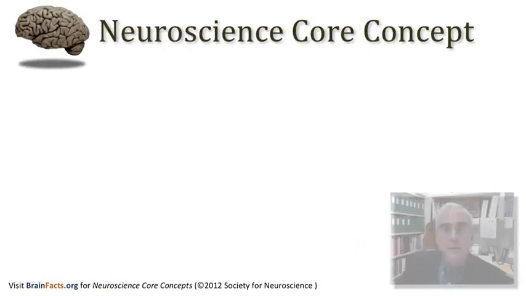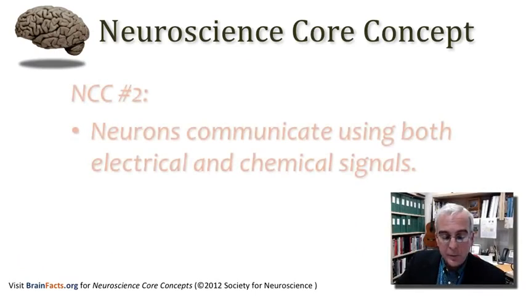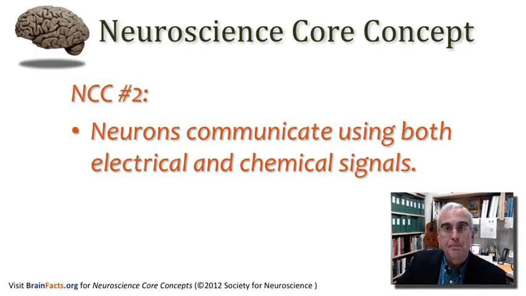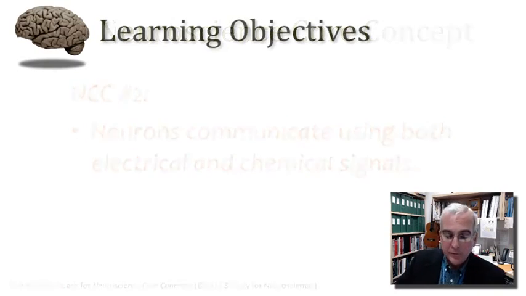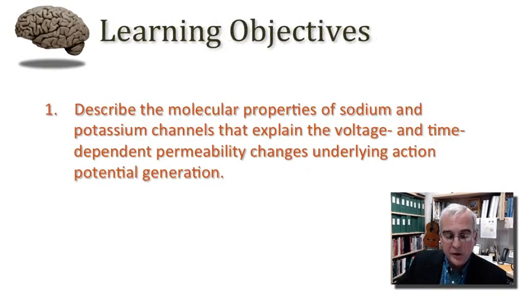All of this relates to one of our neuroscience core concepts, the one we've been focusing on, the fact that neurons communicate using both electrical and chemical signals. So we continue to talk about the electrical signaling activity of neurons, and very soon we'll be moving in to talk about the chemical signals. Well, for today's session, we have some learning objectives.